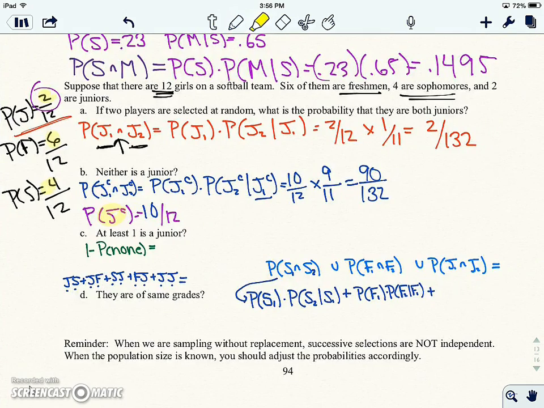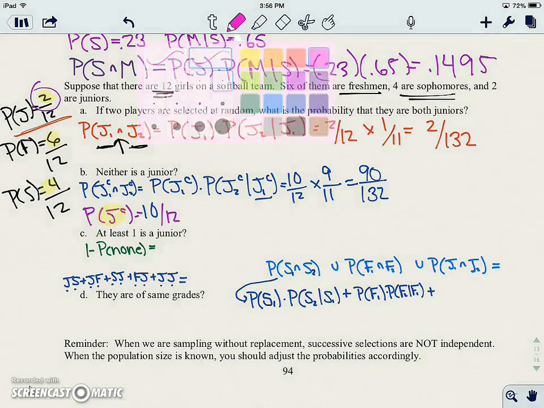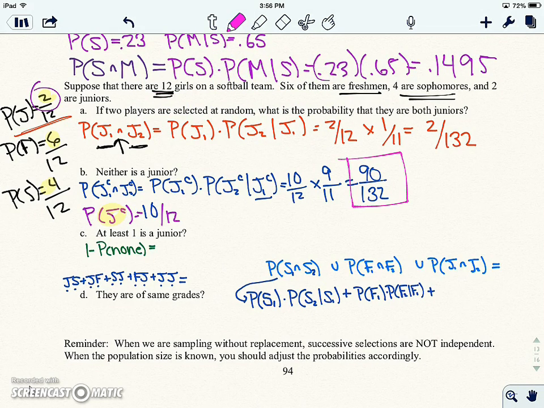Well, we just figured out right here the chance of both of them not being a junior, this is the probability of none, no juniors, is 90 out of 132. So we can just do 1 minus 90 out of 132, which gives us about 0.318, or 31.8%. And if you did it the long way, you would get the same answer. But it's definitely just easier to do 1 minus the probability of none.